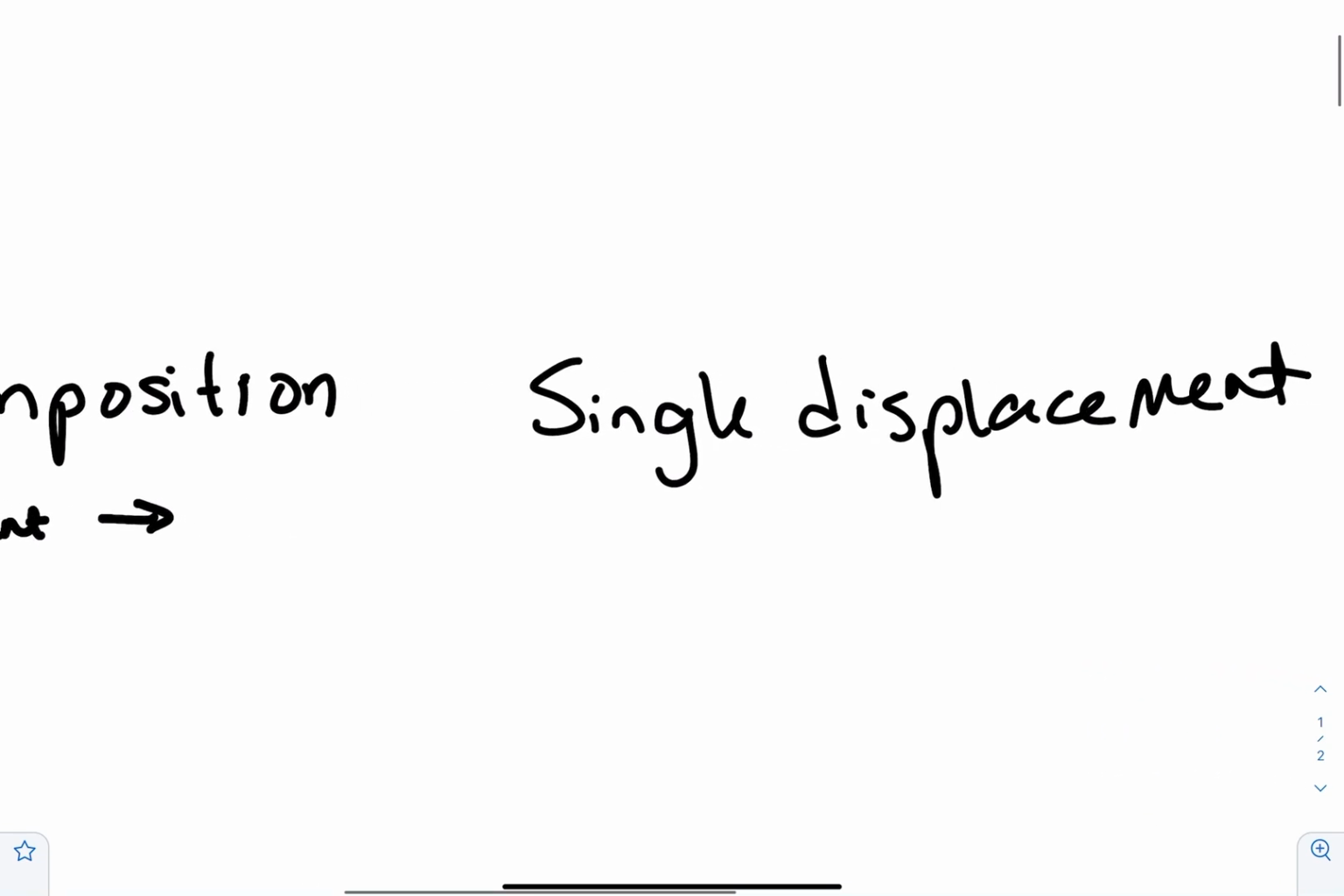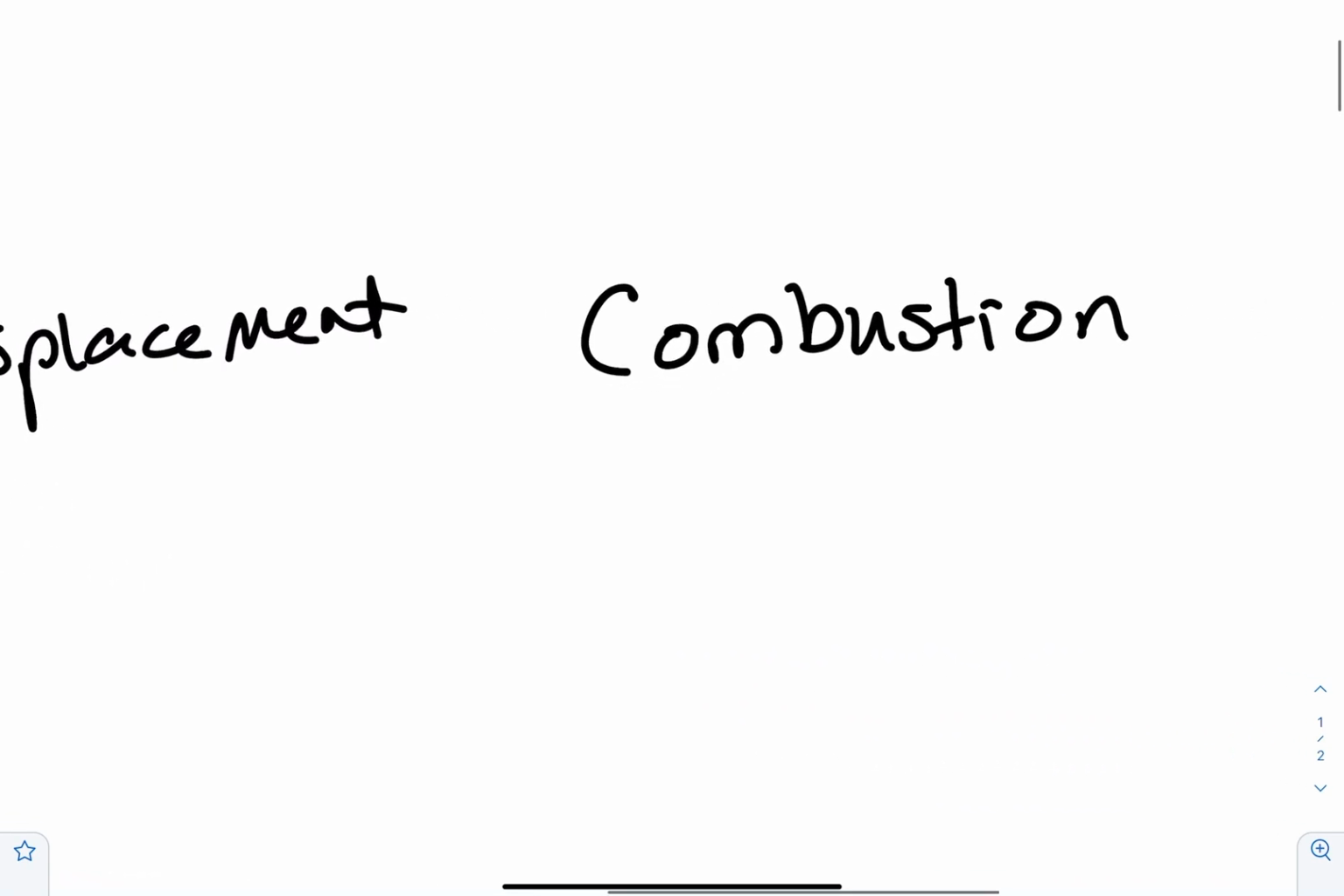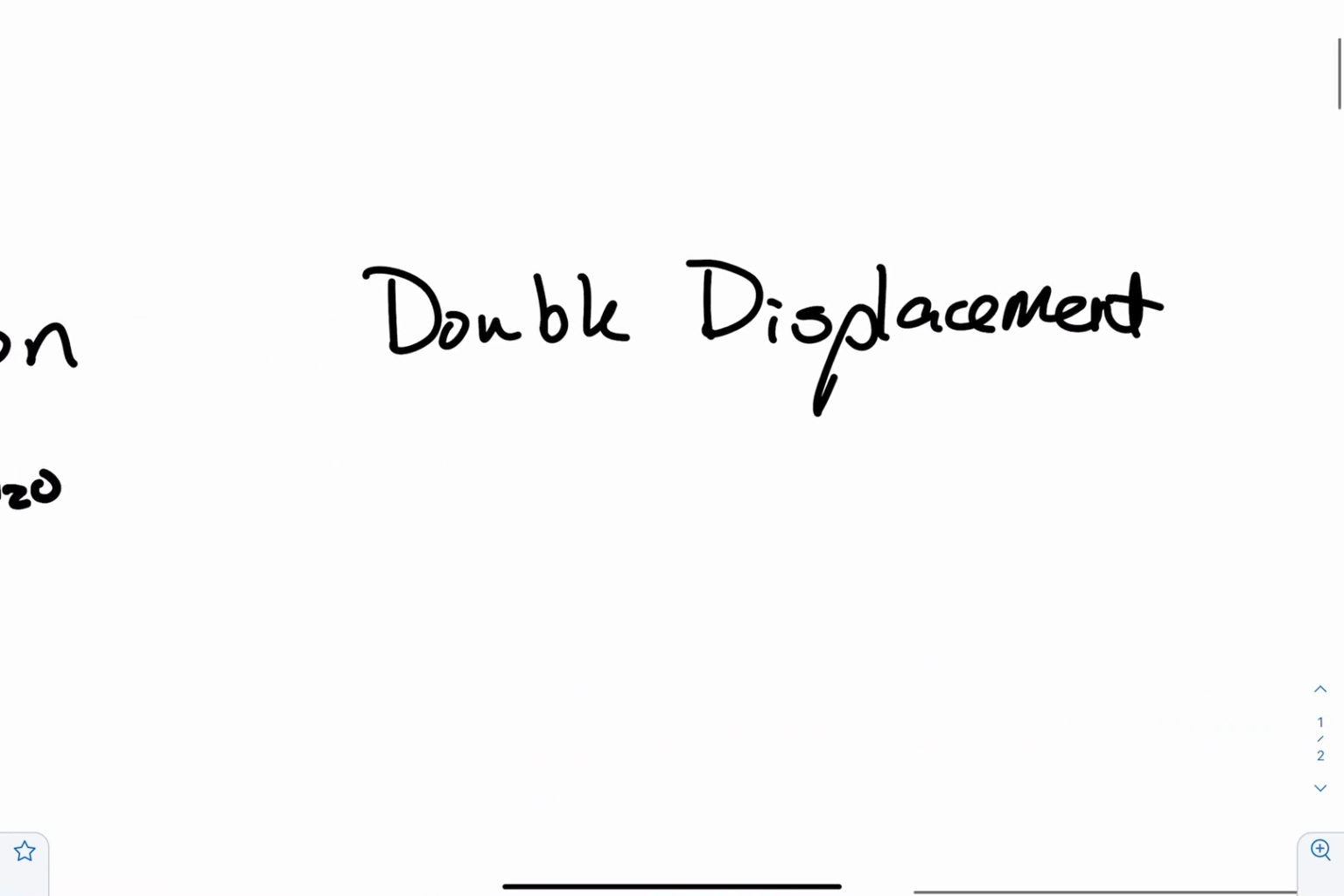For a single displacement, you have something in there that's like a solo element. So it might be like a Na or like a Cl2, but it's just one type of element. Combustion is a reaction with oxygen and it always makes CO2 and H2O. And then double displacement is where you've always got two ionic things. So it's like AB plus CD, like there's always a positive and a negative for each part.